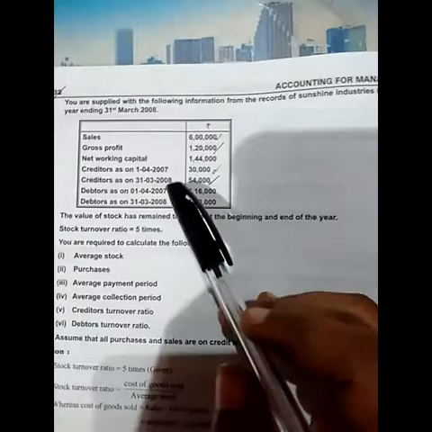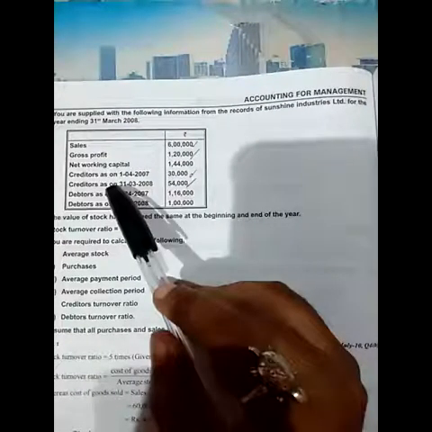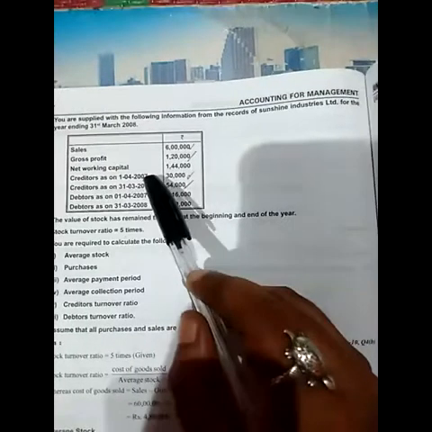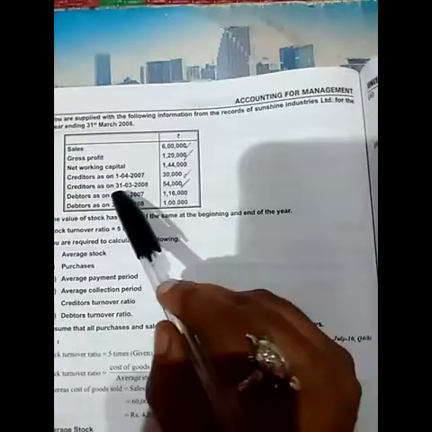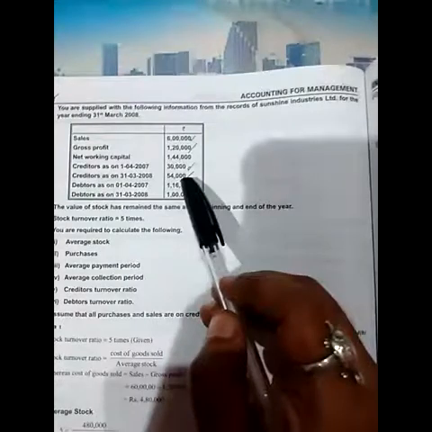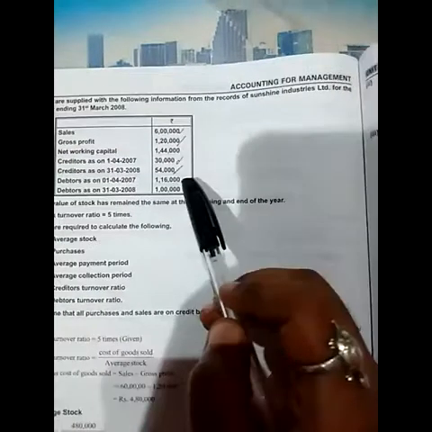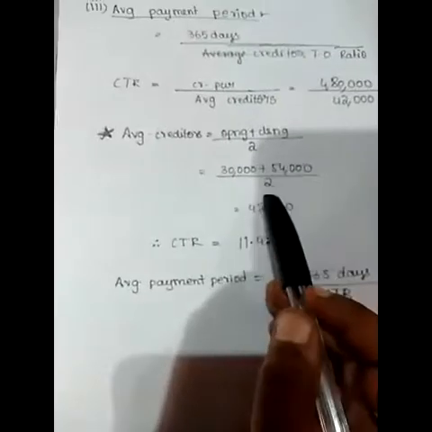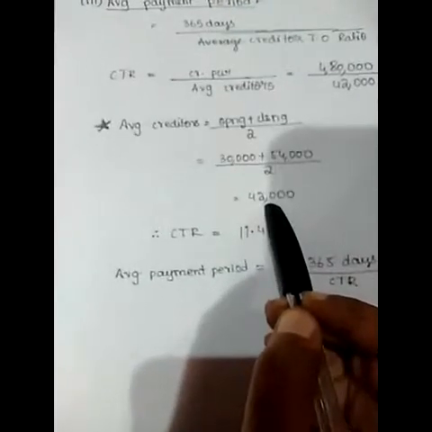See, in the question we had opening creditors as on 1/4/2007 and creditors as on 31st March 2008. So this is my opening creditors 30,000 and this is my closing creditors 54,000. So I can find out the average creditors, right? 30,000 plus 54,000 divided by 2. The same thing I have done here. 30,000 plus 54,000 divided by 2, I got 42,000. This is my average creditors.